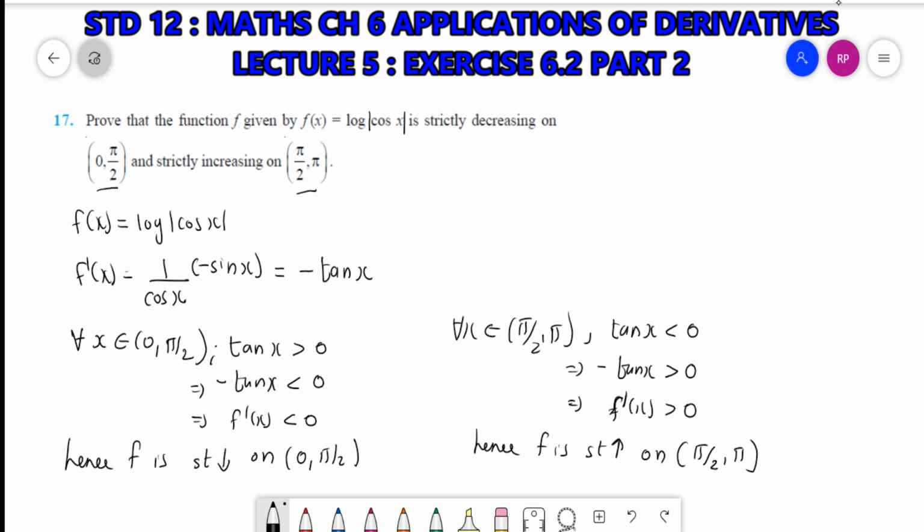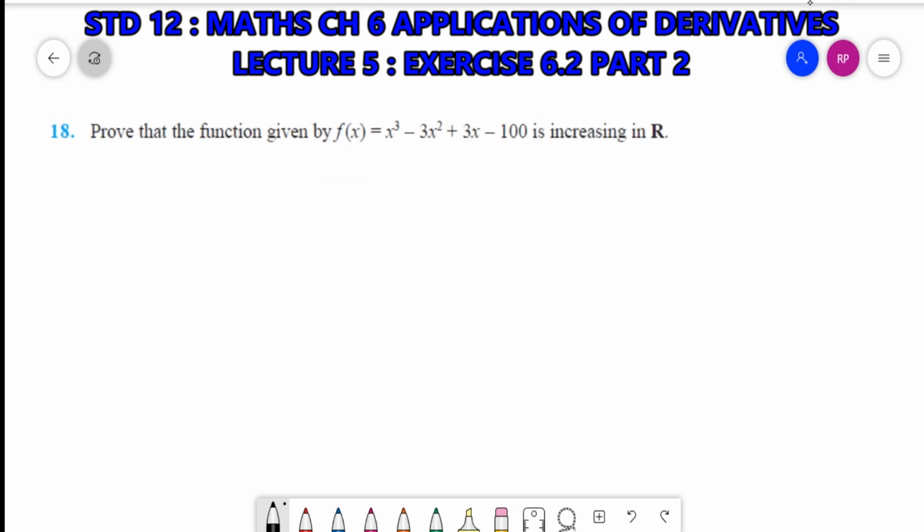Now let's see the next one. That is question number 18. Prove that the function given by f(x) equal to x cube minus 3x square plus 3x minus 100 is increasing in R. Okay, so now let's see f of x, that is equal to x cube minus 3x square plus 3x minus 100. So what will be f dash x? 3x square minus 6x plus 3.